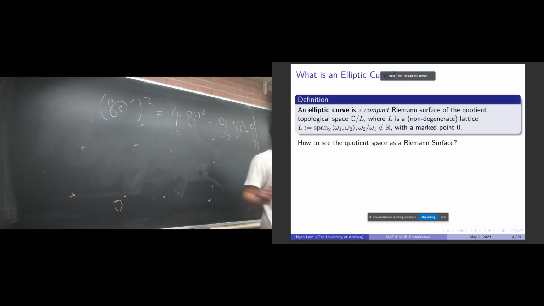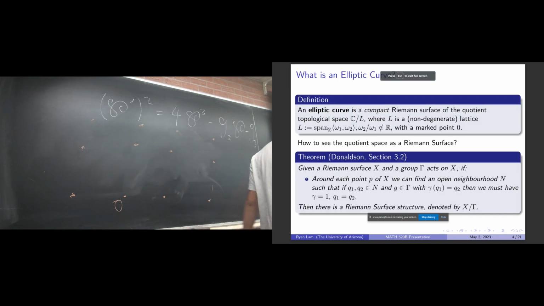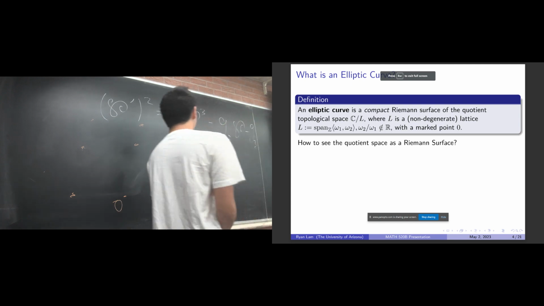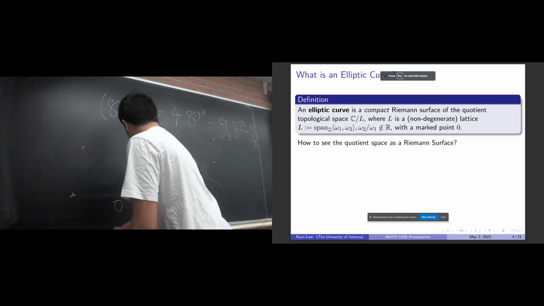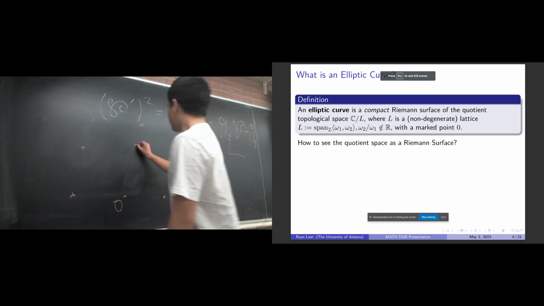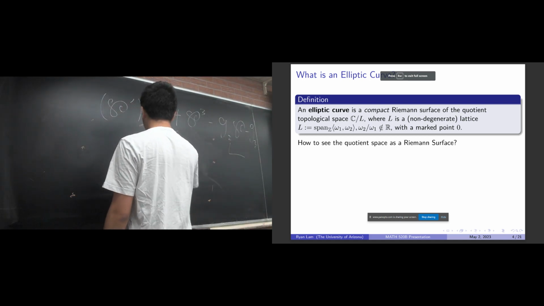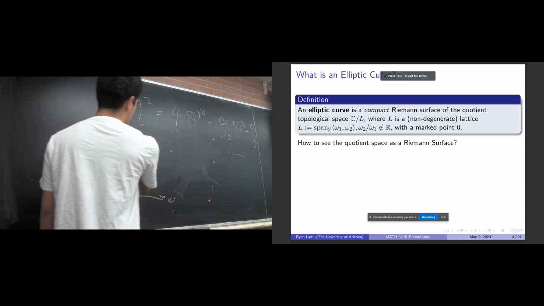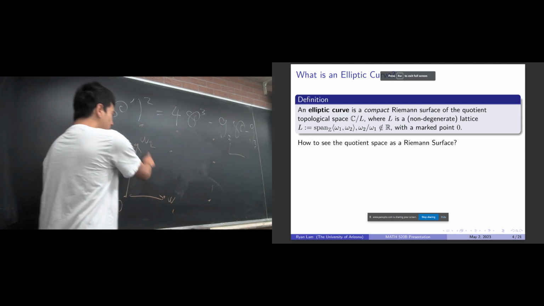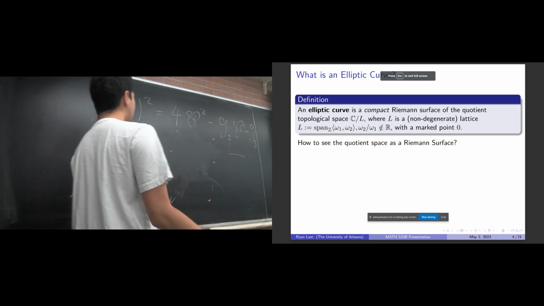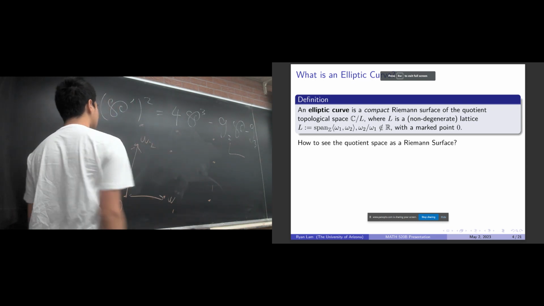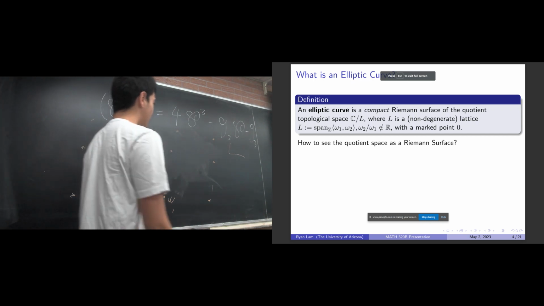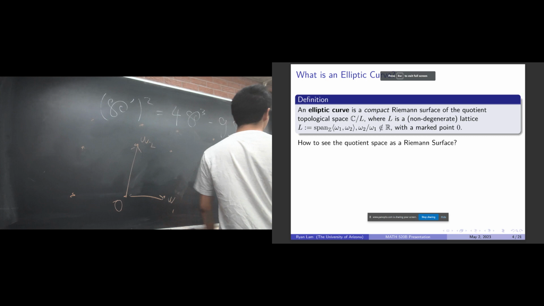First things first, we will see an elliptic curve as just a compact Riemann surface, C over a lattice. Here is the lattice L, and then we have two vectors, omega 1 and omega 2. They are linearly independent, so the ratio omega 2 over omega 1 is not real. This number tau will be important later on, but for now we'll just take it as it is, and it is counterclockwise oriented.